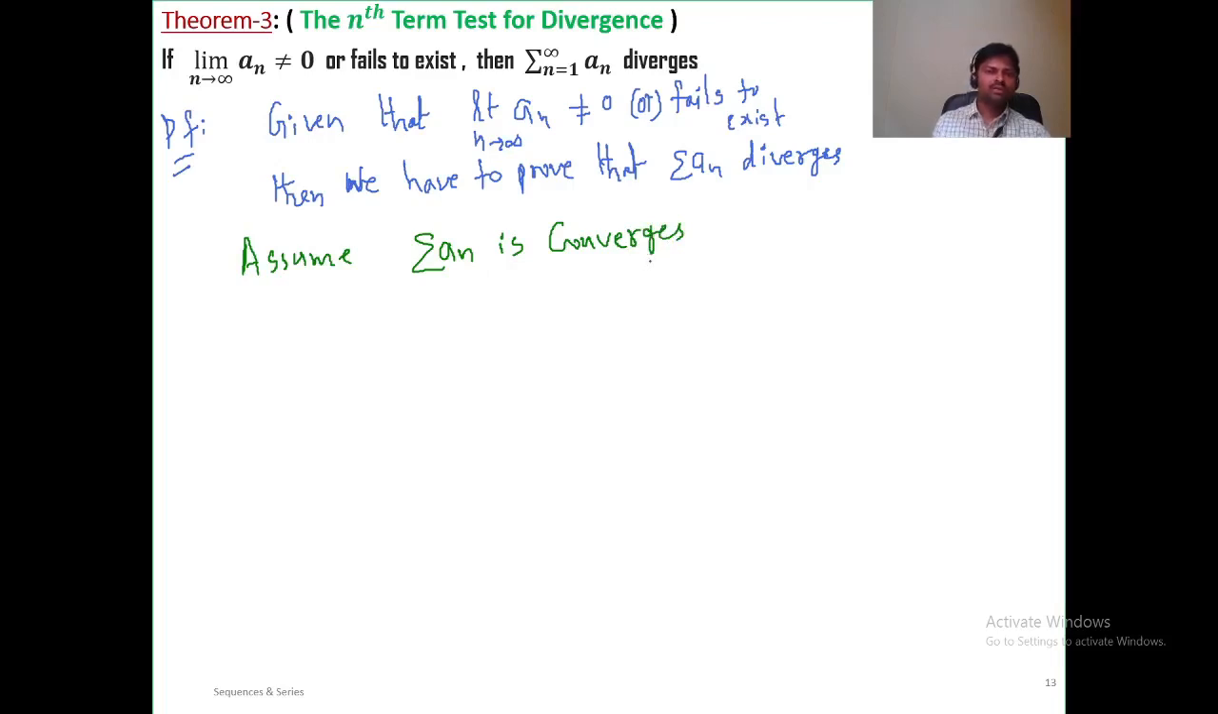So by using theorem number 2, look at theorem number 2. If the series a_n converges, therefore by theorem number 2, which we just did, the limit as n tends to infinity of a_n, what is the value? 0. If you have a convergent series, the limit of a_n compulsorily has value 0. But this is a contradiction, right? Why is this a contradiction? Because it is given that the limit of a_n is not equal to 0 or fails to exist. But I am getting a_n equal to 0. This is a contradiction. So therefore our assumption is wrong.